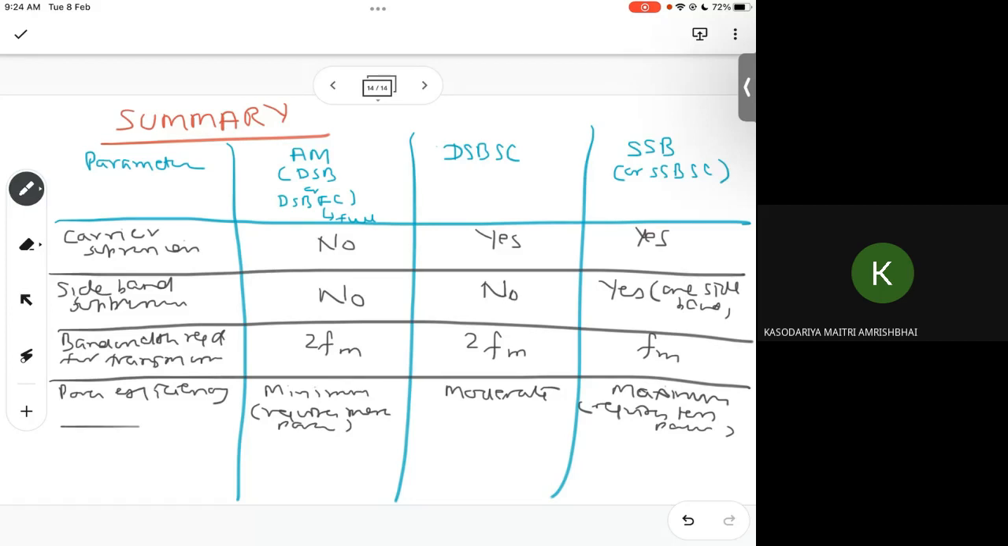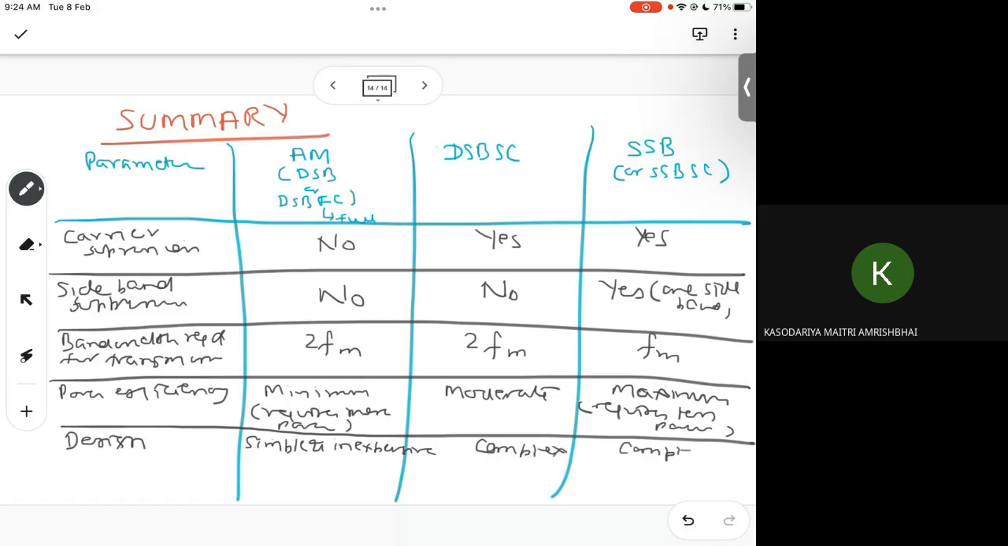And then we have what we call the complexity of design. It is basically simple and inexpensive, and this is complex. It is also a complex design. And when you say complex, it means it is more expensive.